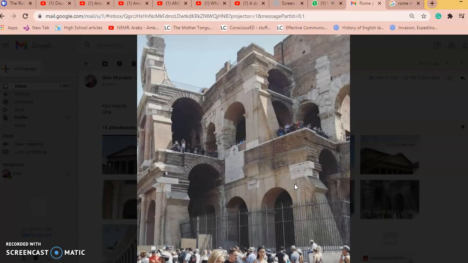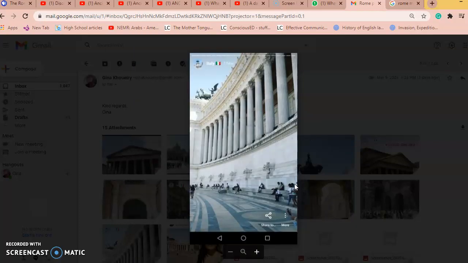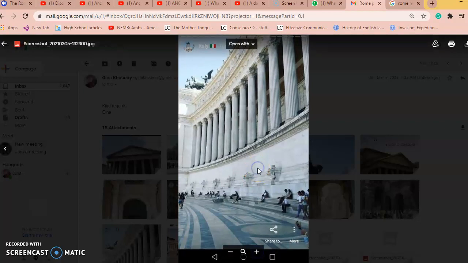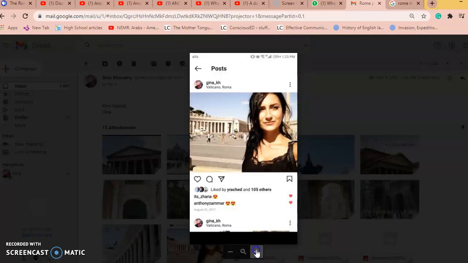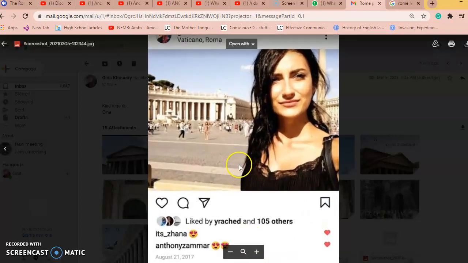They used to bring people to be eaten by lions, imagine, for entertainment, and lions to fight against each other and people to fight against each other. This is also at the temple. This is me back then in the Vatican City.